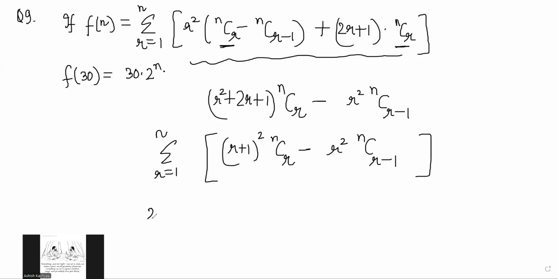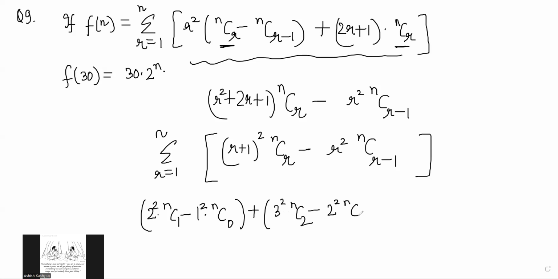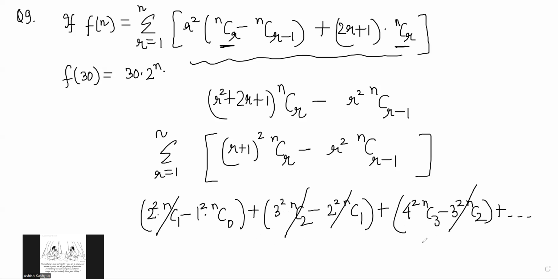When r is 1, you get 2 square nC1 minus 1 square nC0. The second term will be when r is 2, it will be 3 square nC2 minus 2 square nC1. And the third term would similarly be 4 square nC3 minus 3 square nC2, and so on. So notice that this term is getting cancelled here, this term is getting cancelled here.